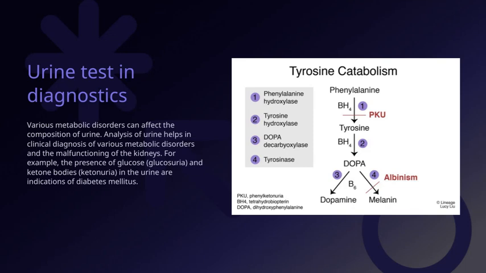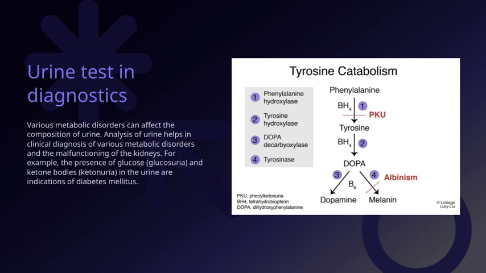Now, let's talk about how various metabolic disorders can influence the composition of urine. When there's a metabolic imbalance, it often shows up in the urine, making urine analysis a valuable diagnostic tool. By examining urine, clinicians can identify signs of different metabolic disorders and also assess how well the kidneys are functioning.